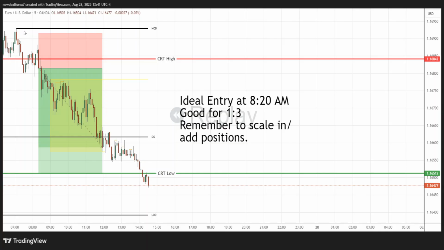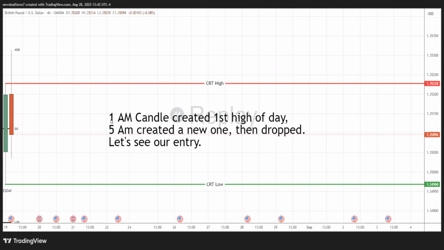It did come out a little bit, but remember, as long as the high of the day holds, you're good. So when it comes back outside the range, don't get too frightened. The only thing that should concern you is if the high of the day gets taken out. Other than that, it may poke out a little bit, but that's just to solicit some more folks to go long before they take the market down south. Okay, so this one right here, we have the 1 a.m.